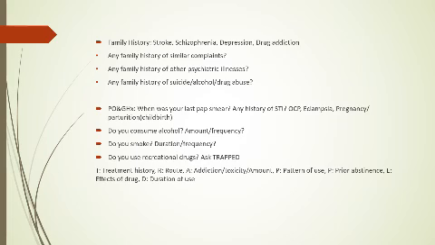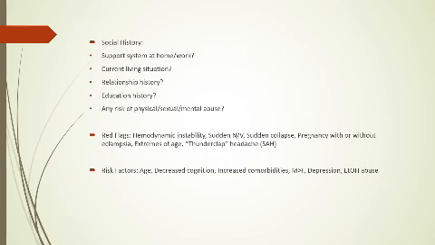Now come to the social history questions. You don't need to ask these questions of every individual, but focus more on the psychiatric patient or the female patient. How's your support system at home or work? How do you support yourself? And what's your current living situation? How's your relationship with your partner? And any risk of physical, sexual, or mental abuse? This abuse question you can ask every female patient or elderly patient for the screening of abuse.